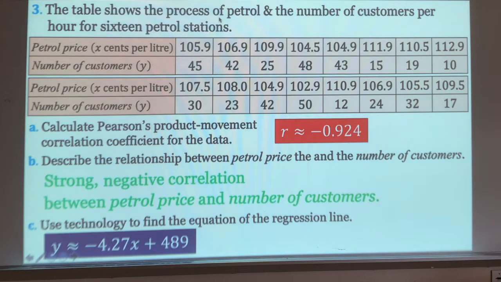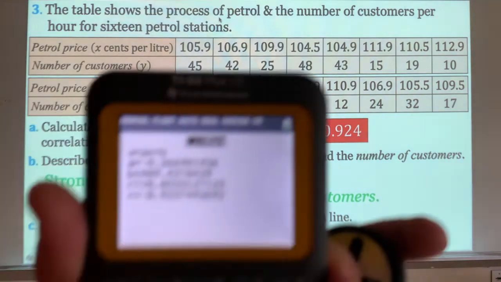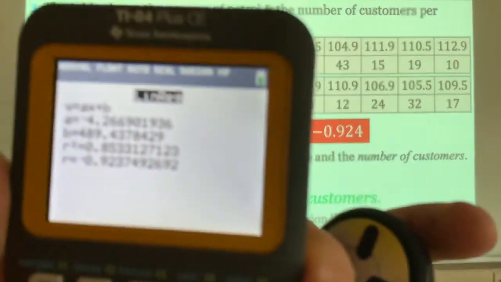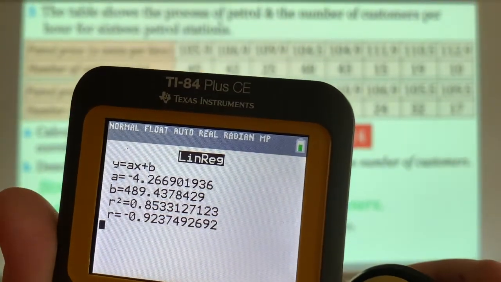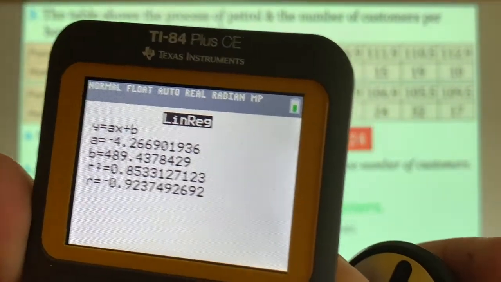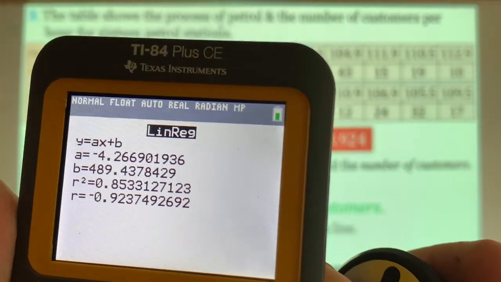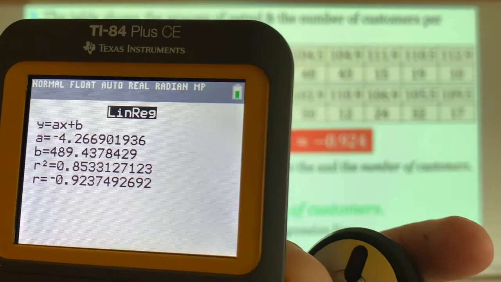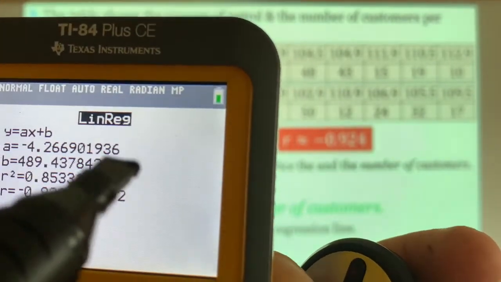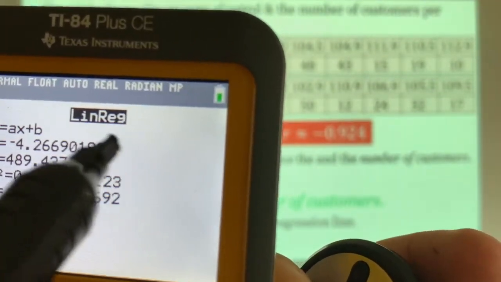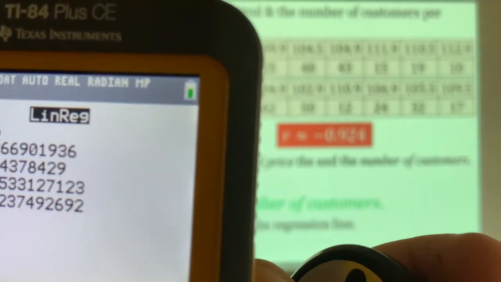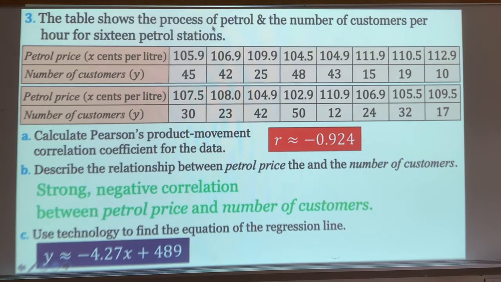Notice the linear regression line was very similar and very close to still the right answer. But this is what it should have said. It should have said negative 0.9237. That's why I rounded to negative 0.9324. Notice it was only off by about a thousandth. Also notice these two numbers were very similar. They're just a little different. And I use y equals negative 4.27x plus 489.43. That's where I got those numbers from down there.